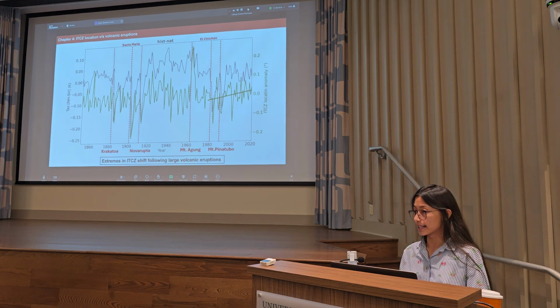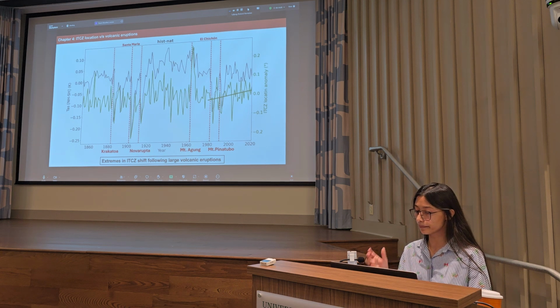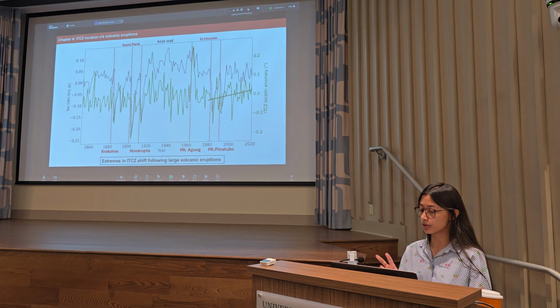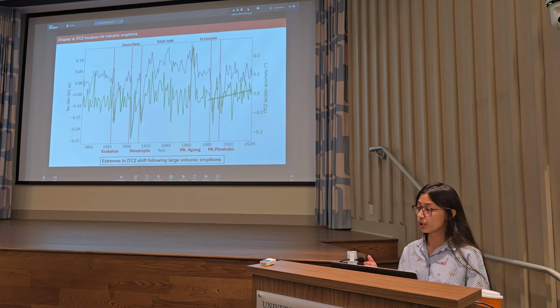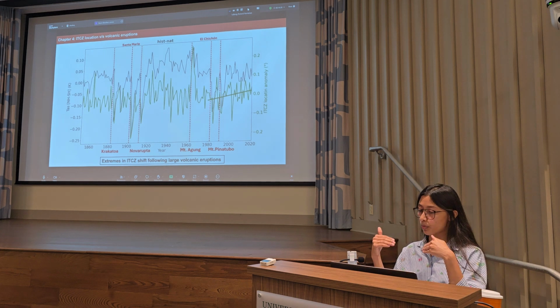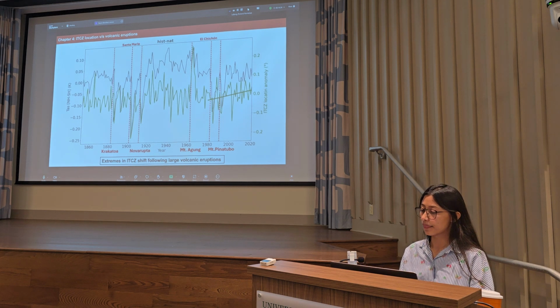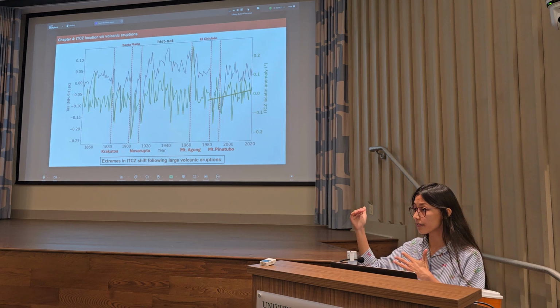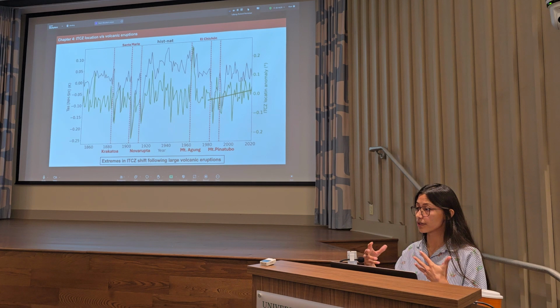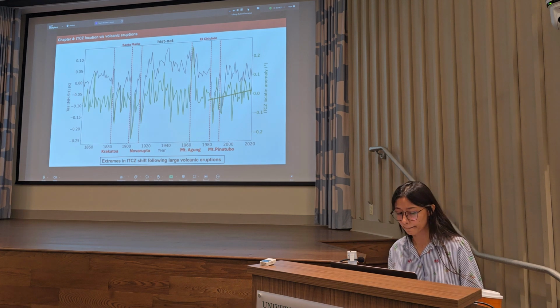Whereas our analysis period, which begins from 1979 to 2021, is marked with two big eruptions, El Chichón in Mexico and Mount Pinatubo around 1991, which push the ITCZ more southward from the base state, and thus when we fit a line to it, we find a relative northward recovery from this southward migration following the volcanic eruption.